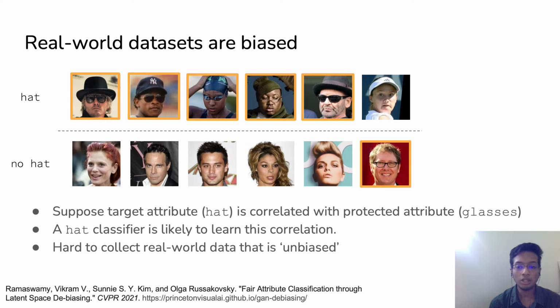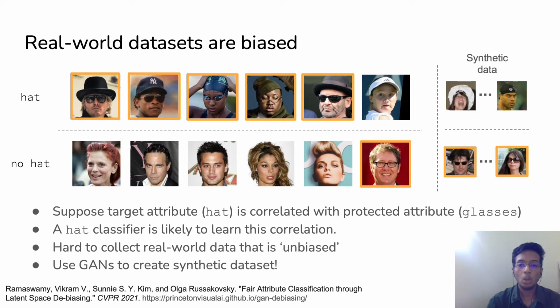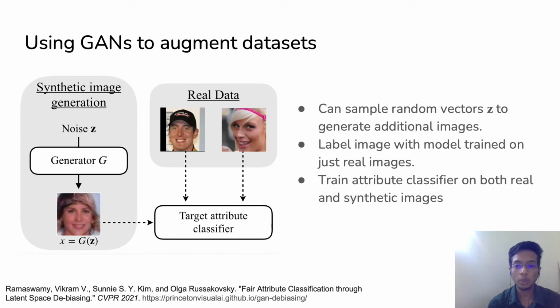However, it can be hard to collect huge amounts of data from the real world that is unbiased. One possible workaround is to use GANs to generate a synthetic dataset instead and augment our real images with these synthetic images. As a quick overview, here's how we can use GANs to augment our data. We can sample random vectors z in the latent space and use a generator to get an image for each latent vector. We can then hallucinate labels for the synthetic images using a model trained on just the real images, and then train an attribute classifier on both the real and the synthetic images.